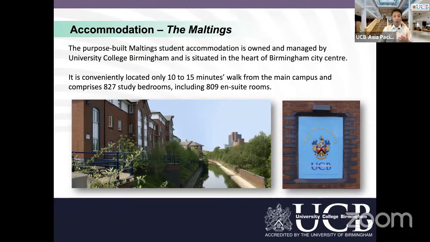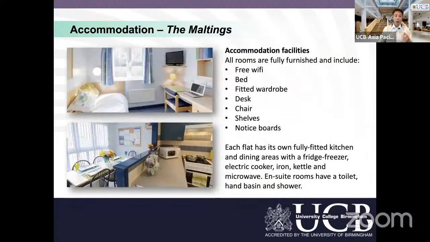Accommodation, we have the Maltings at the moment. Maltings is single room en suite accommodation. 6 bedrooms share a kitchen, and the kitchen is fully fitted with fridge, freezer, kettle, microwave, ovens, and everything is there. So you can make use of them if you are able to cook.